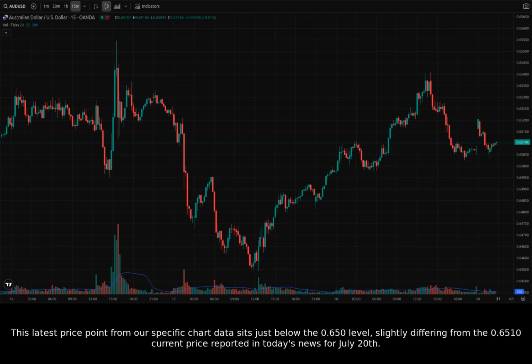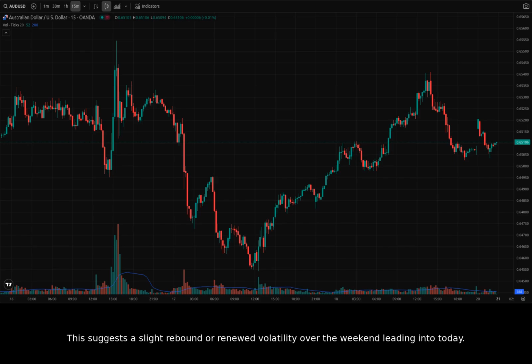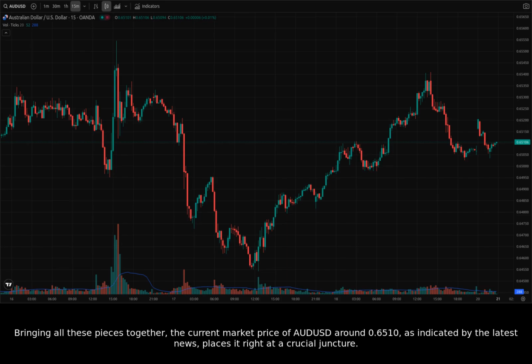This latest price point from our specific chart data sits just below the 0.650 level, slightly differing from the 0.6510 current price reported in today's news for July 20th. This suggests a slight rebound or renewed volatility over the weekend leading into today. Bringing all these pieces together, the current market price of AUDUSD around 0.6510, as indicated by the latest news, places it right at a crucial juncture.